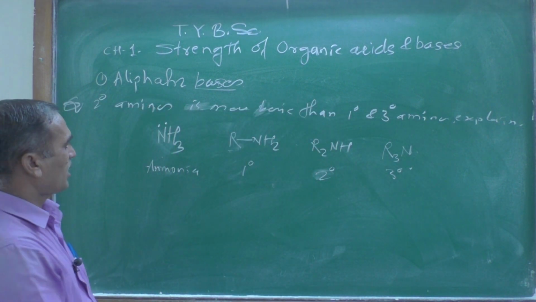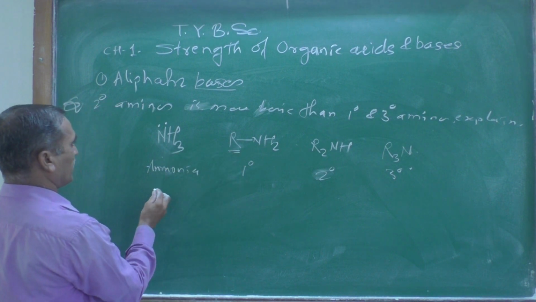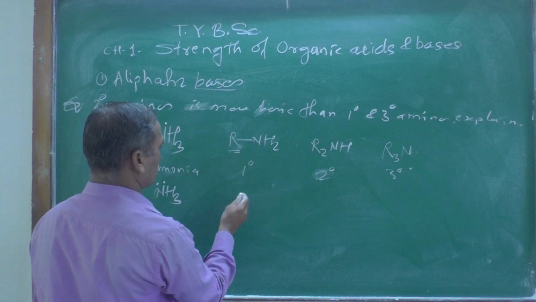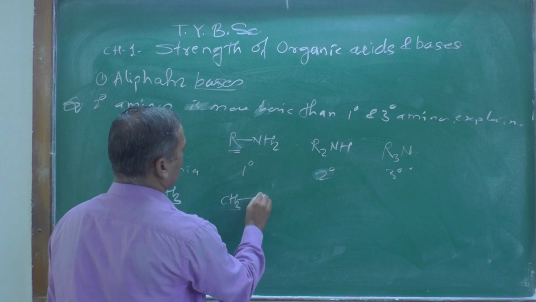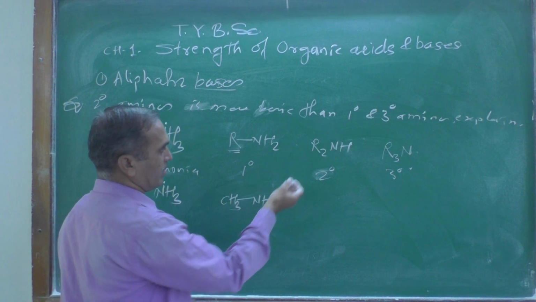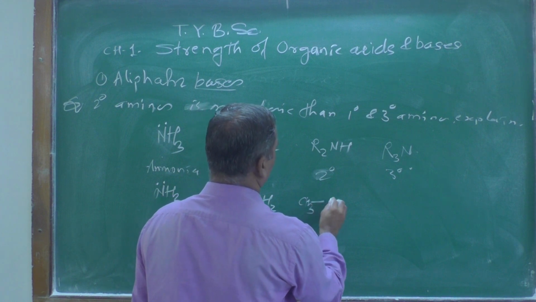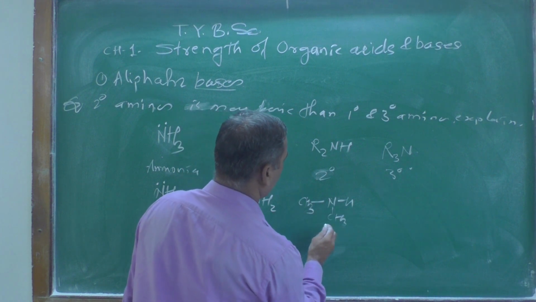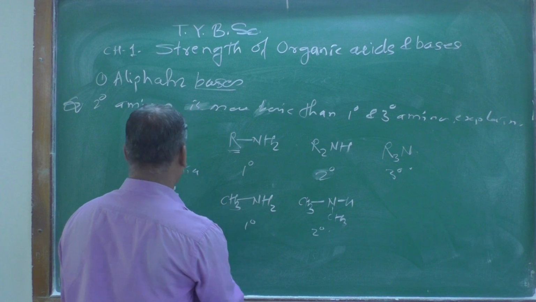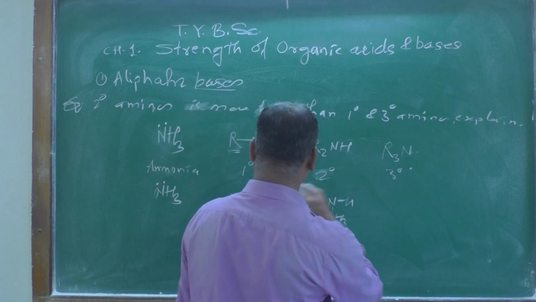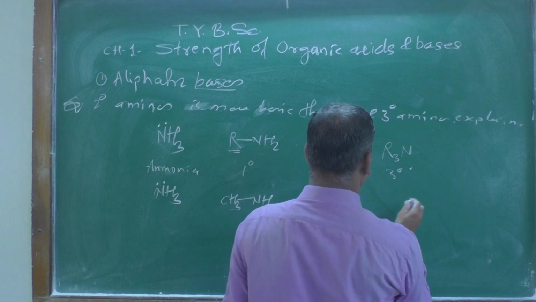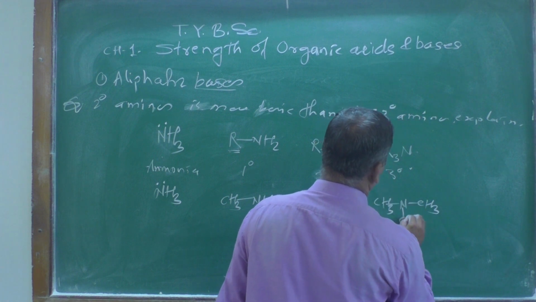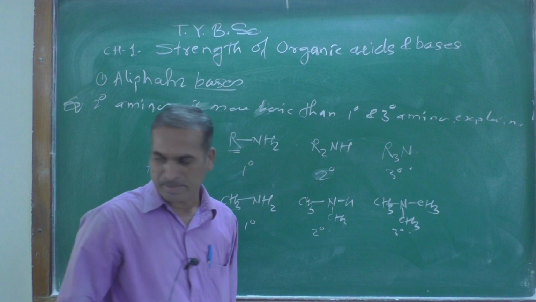If you look here, suppose we take R as a methyl group: CH3NH2, that is methylamine. For R2, suppose CH3, then NH, then CH3, this is called dimethylamine, that is a secondary amine. Ammonia is the zero-substituted one, and when all three hydrogen atoms get replaced by methyl groups, that is known as a tertiary amine, right? This is a tertiary amine.